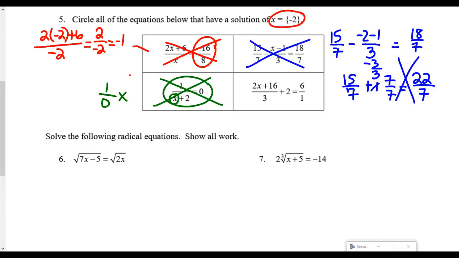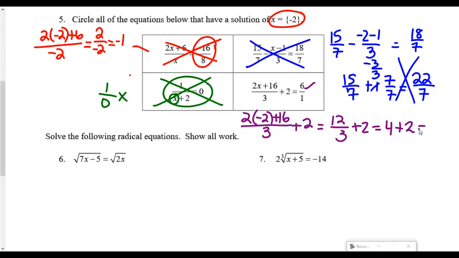I hope the last one works, or I've made a mistake somewhere. All right, so here I'm going to plug in -2 for x. And I need for this to equal 6. So let's see. -2 times 2 is -4, plus 16 is 12. So I have 12 over 3 plus 2. So 12 over 3 is 4. 4 plus 2 is 6. So this one works, and that is my only solution, is this one on the lower right.